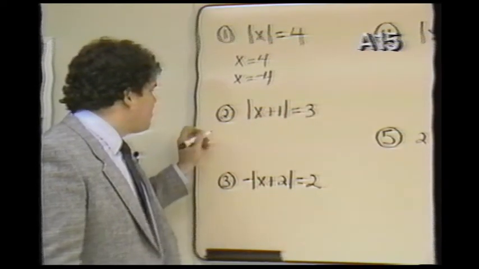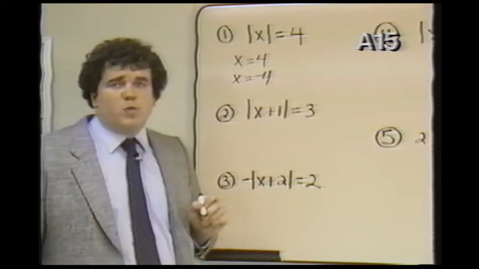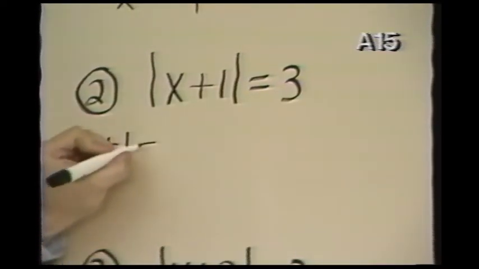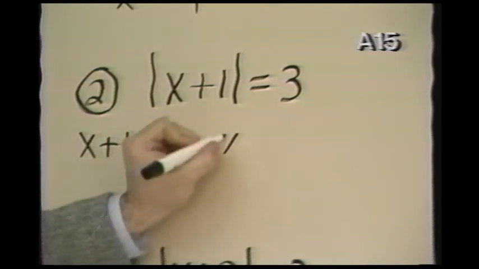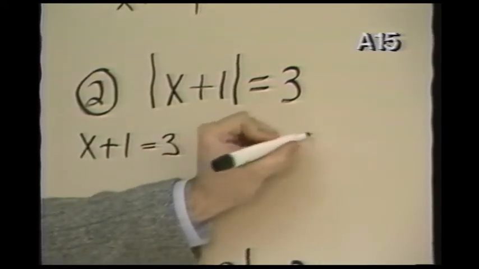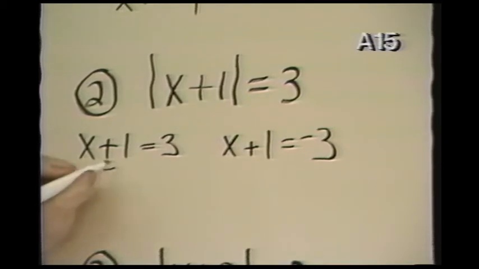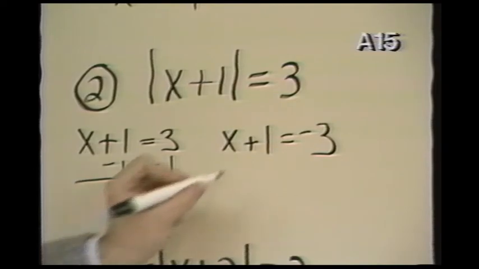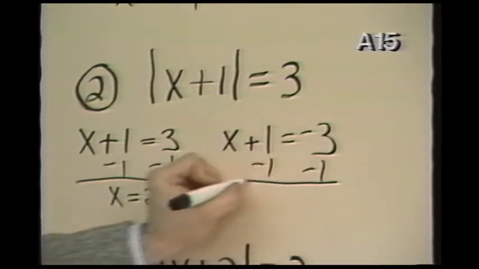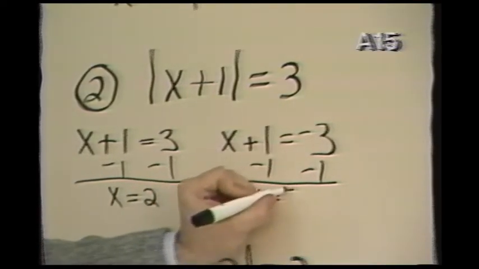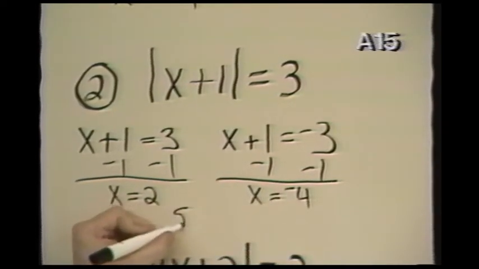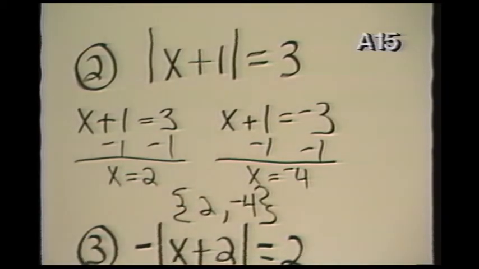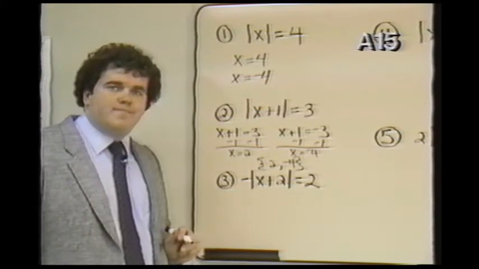Here's one. The absolute value of x plus 1 equals 3. Well, my two equations can be x plus 1 equals 3 and x plus 1 equals negative 3. Solving both of those, they're nice simple equations, we'll get x equal 2 here. Subtracting 1 and subtracting 1, we'll get x equal negative 4 here. You'll get a solution set of 2 and negative 4. Two answers is what we get.